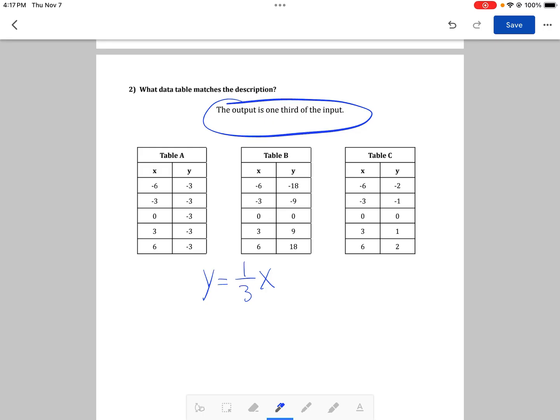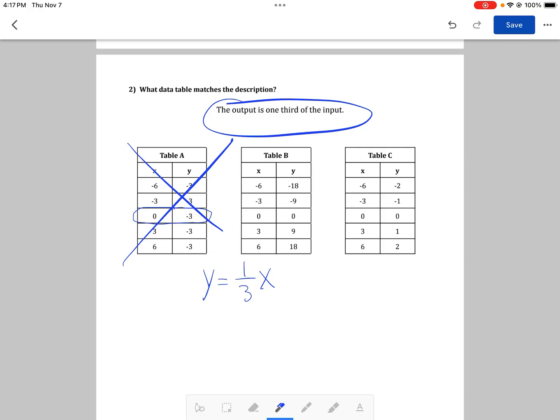The first table I know can't possibly be it, because my y-intercept here is 0, -3, and my y-intercept for this equation is not -3, so it could not be table A. Looking at my y-intercept for table B, 0, 0, remember the y-intercept is the y value where x is 0. Well, I know my y-intercept here is 0, so table B could work or table C could work.